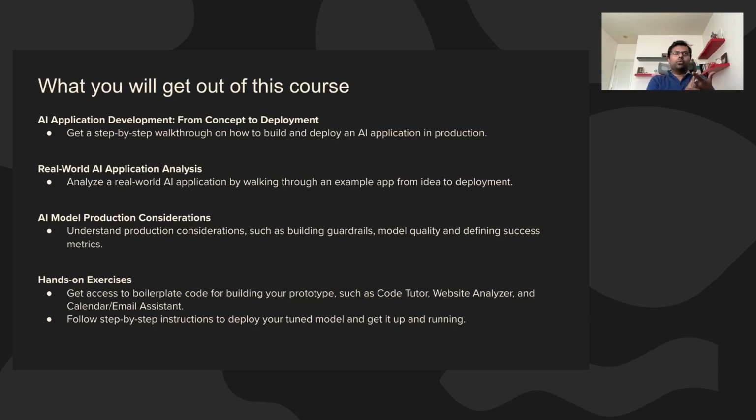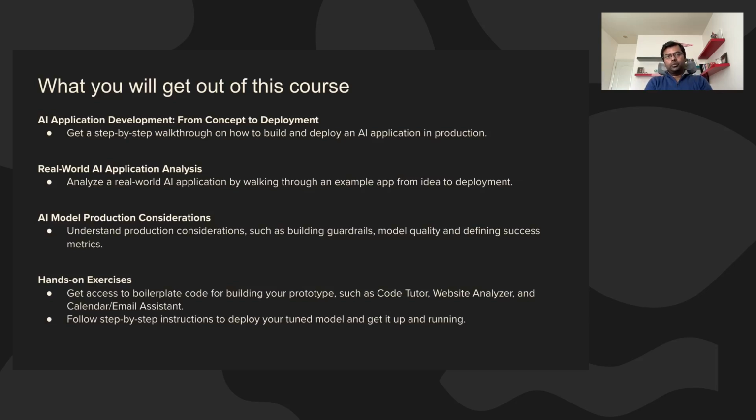So the first, we'll start with the step-by-step walkthrough of how to build and deploy an AI application. Then we'll analyze a real-world AI application by walking through an example of how you actually take it from an idea stage. And we'll then switch on to production considerations such as building guardrails. How do you actually look at a model and figure out what quality it should be that is required for your application, and the success metric.